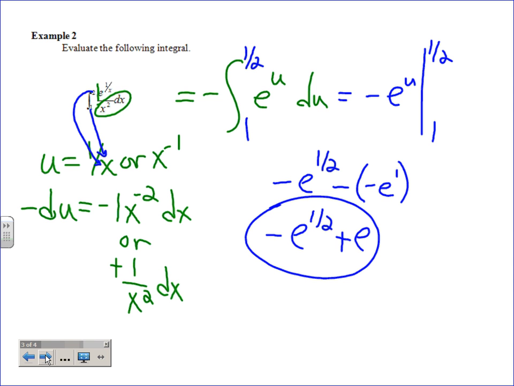Okay. Any questions on e? Like I said, it's really not too bad because you only have one option, and that's you've got to get e to the u.